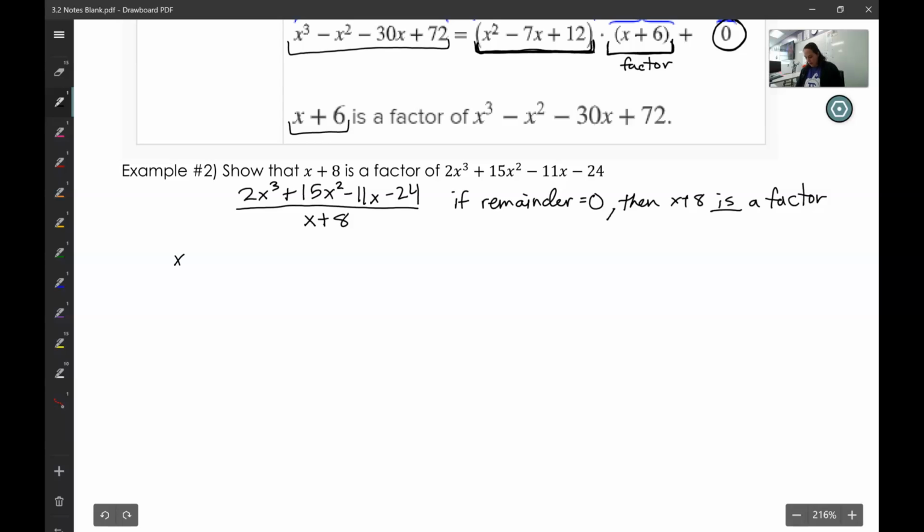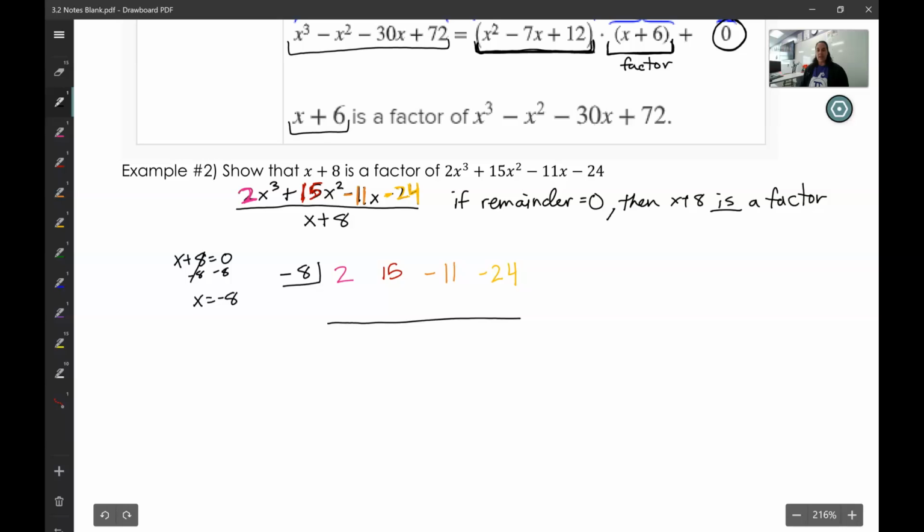We're going to do that very quickly using our synthetic division. So I set that up in my box. Now I list my coefficients. So I have 2, I have 15, positive 15. Doesn't look like I have any placeholders for this particular problem, so we should be good on that front. No placeholders.